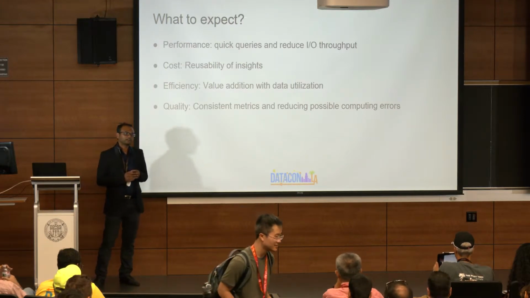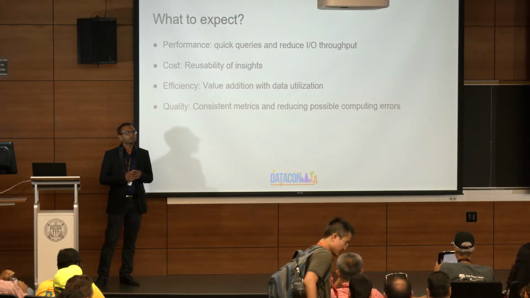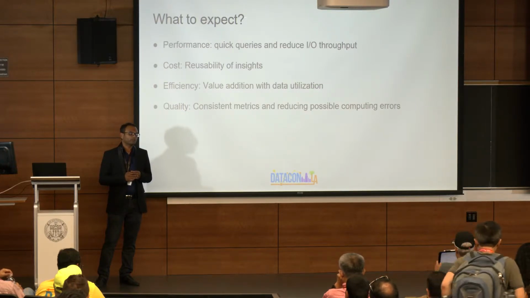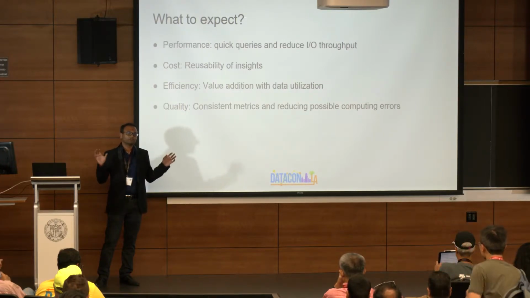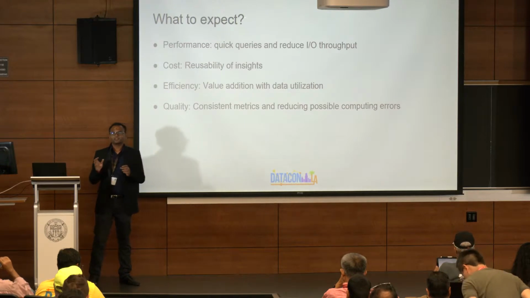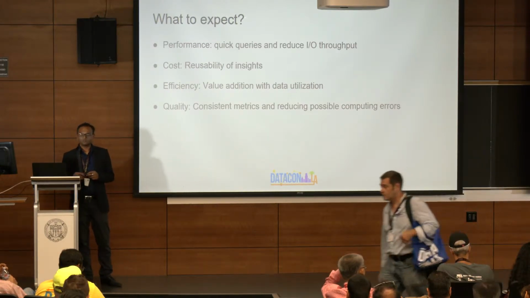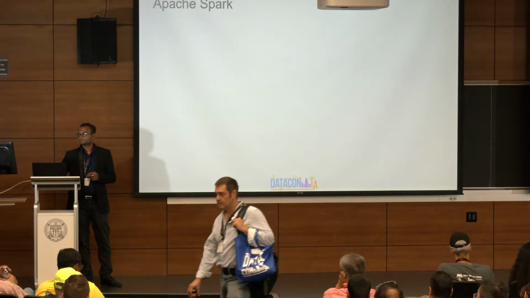If you deliver consistent metrics, it will reduce the cost eventually, because there will not be any questions about why the numbers are different, why there are some computational errors. If we have quality data models, these questions will not arise.